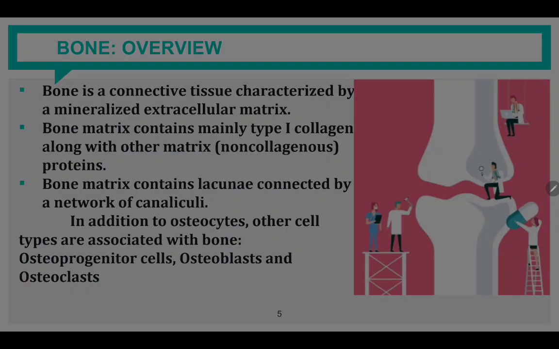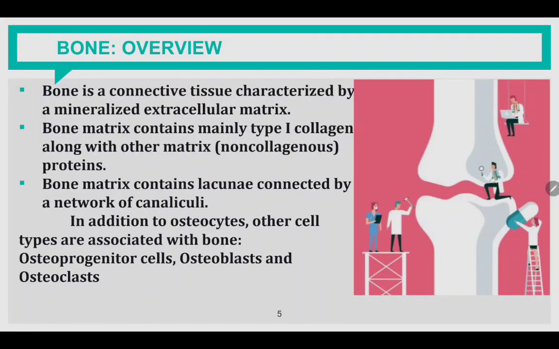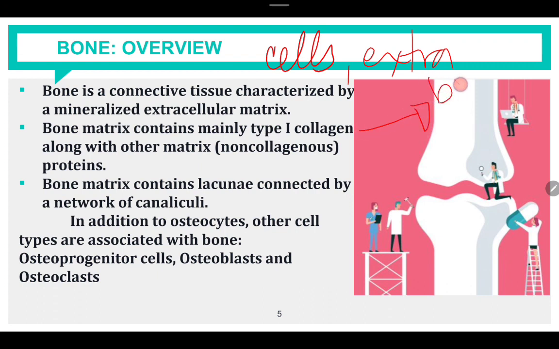What is a bone? A bone is a connective tissue characterized by a mineralized extracellular matrix. Since bone is a connective tissue, it has cells and also an extracellular matrix. The bone matrix contains mainly type 1 collagen. Why is that? It's because your bone needs to be strong. So that's why the main composition is collagen type 1, along with other matrix components such as non-collagenous proteins.